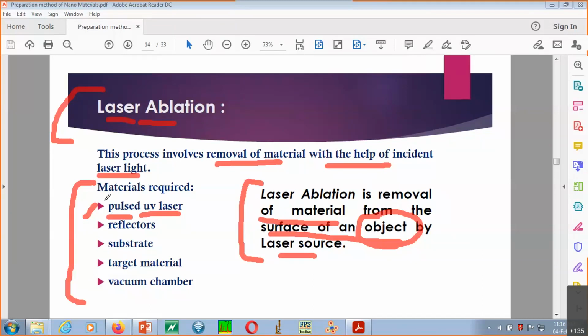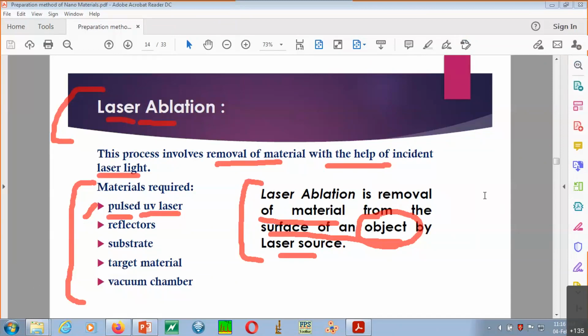I hope now these words, pulsed and continuous, are clear to you. Pulsed means you are getting the laser signal in the form of pulses, not a continuous signal, and continuous means you are getting a continuous output of the laser beam. Let me check. Someone is having a doubt.